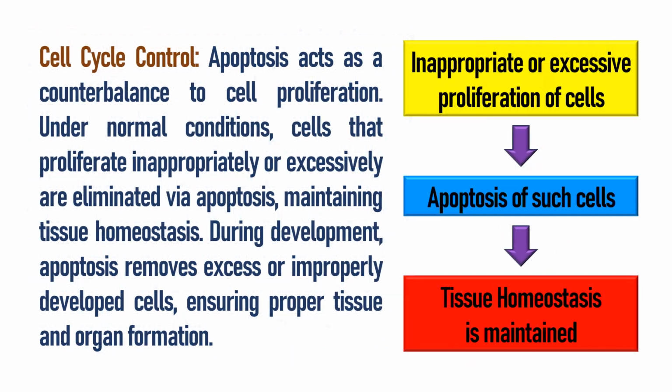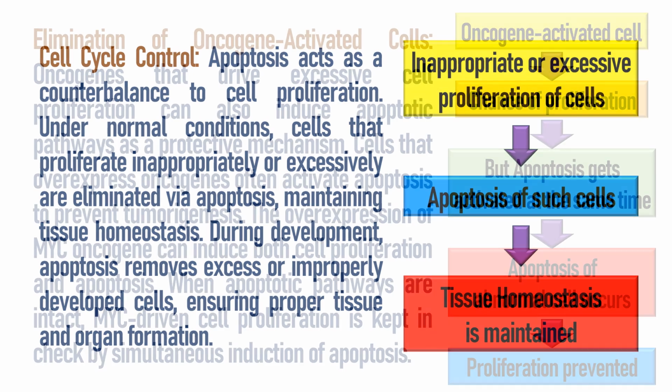Cell cycle control. Apoptosis acts as a counterbalance to cell proliferation. Under normal conditions, cells that proliferate inappropriately or excessively are eliminated via apoptosis, maintaining tissue homeostasis during development. Apoptosis removes excess or improperly developed cells, ensuring proper tissue and organ formation.